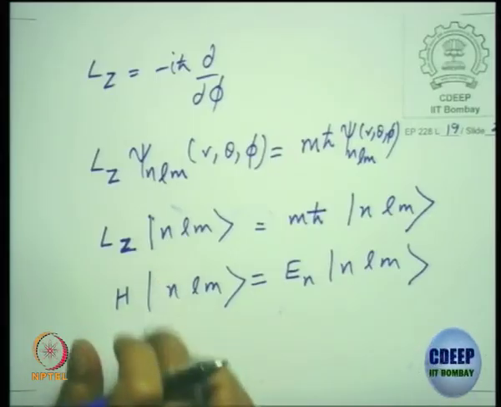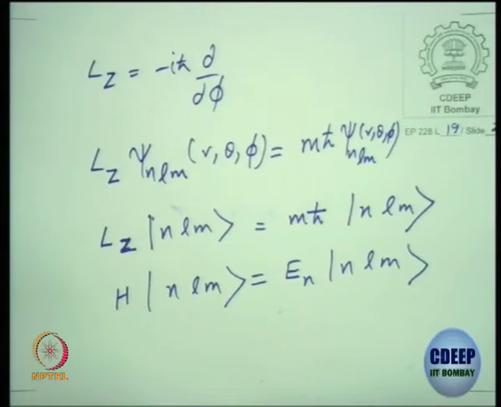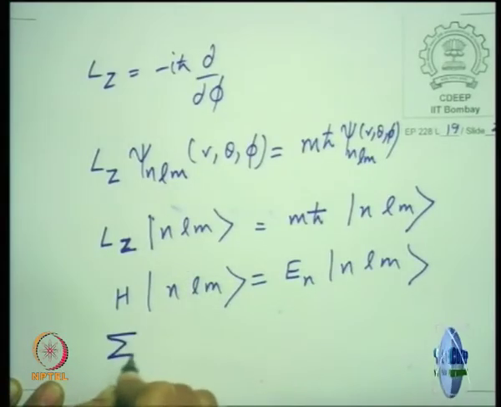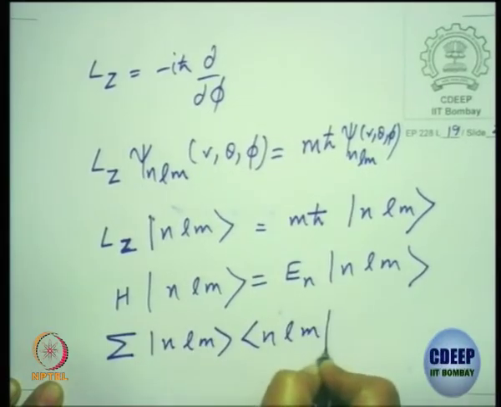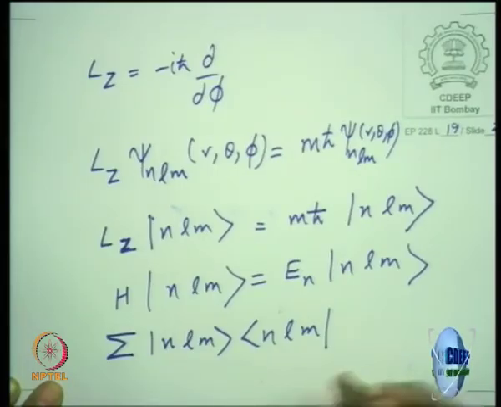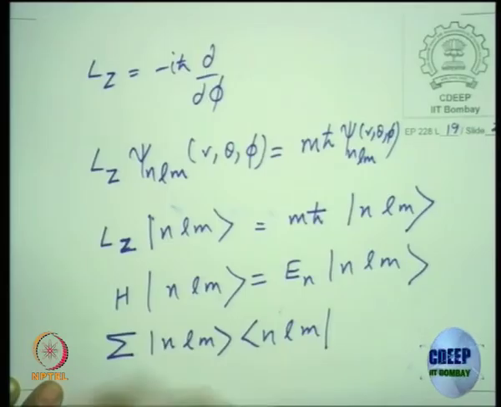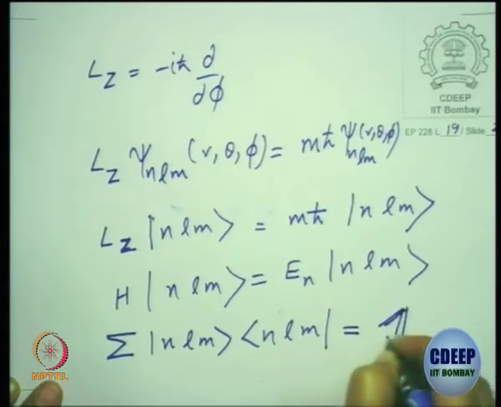If you have simultaneous eigenstates, they should also be complete. Okay, some 2 states matching doesn't mean that it will be a simultaneous eigenstate. When I say it is complete, how do I write this completeness relation? Summation over n, l, m of |n l m><n l m| with the appropriate summations, all possible n's going from 1 to infinity, l going from 0 to n minus 1, m going from minus l to plus l, that constraint thing which you have to put in here. Completeness condition tells you that it should be identity.